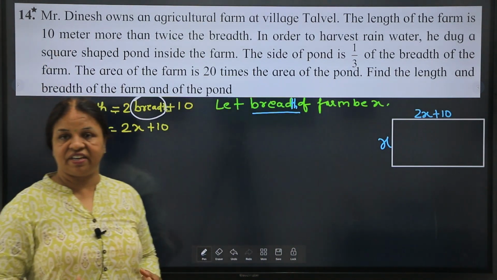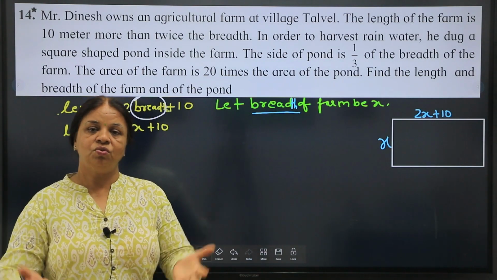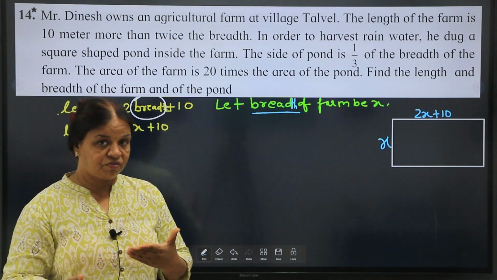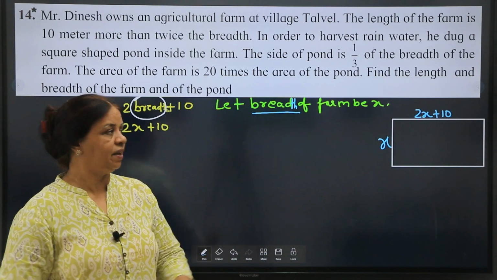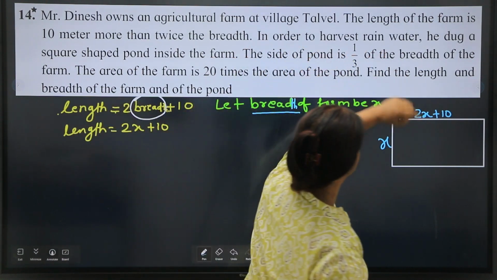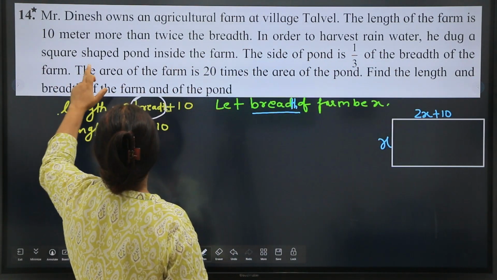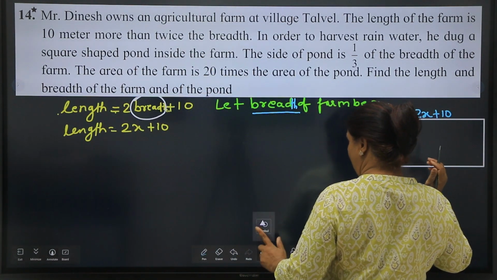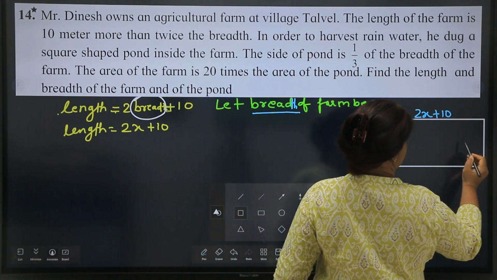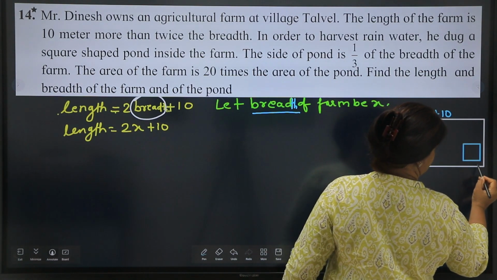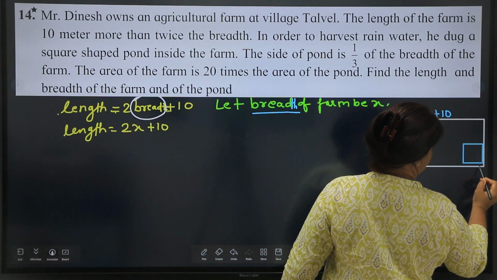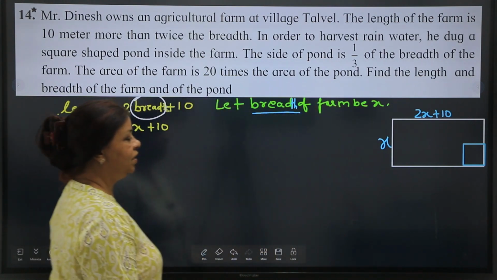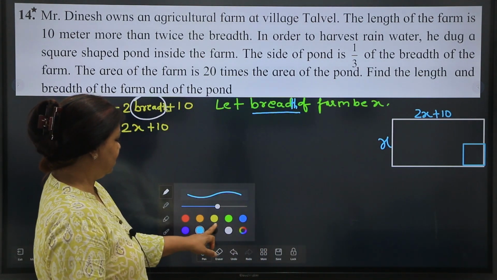Now, in order to harvest rainwater, Mr. Dinesh wants to harvest rainwater. Harvest means he wants to save the rainwater so that he could use the water when the rain is not there. So in order to harvest rainwater, he dug a square shaped pond inside the farm. So there is a square shaped pond. Okay, this is the square shaped pond which is dug by Mr. Dinesh.